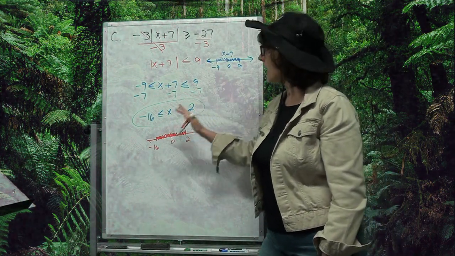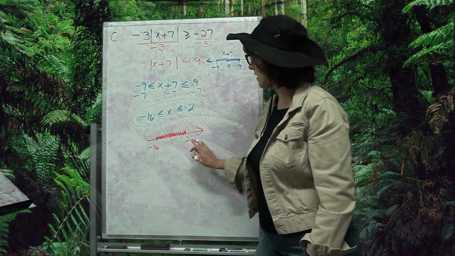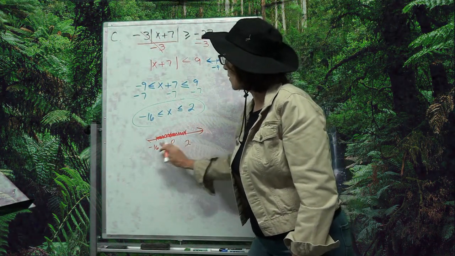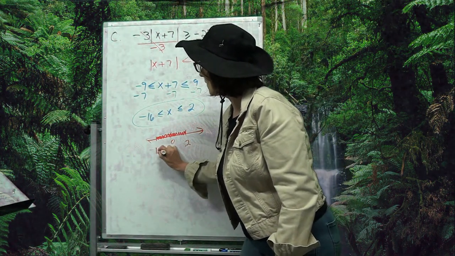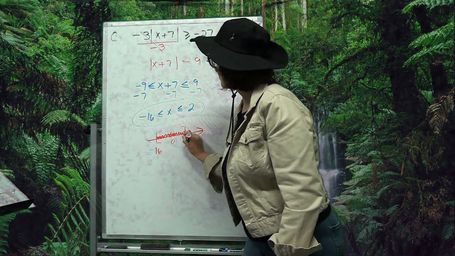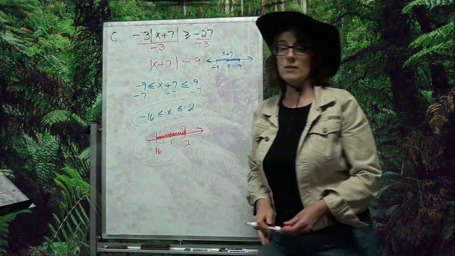And I just need to decide how to handle that -16, how to handle that 2. Notice that both of them have the equal to part. That means brackets. So there's my answer graph.